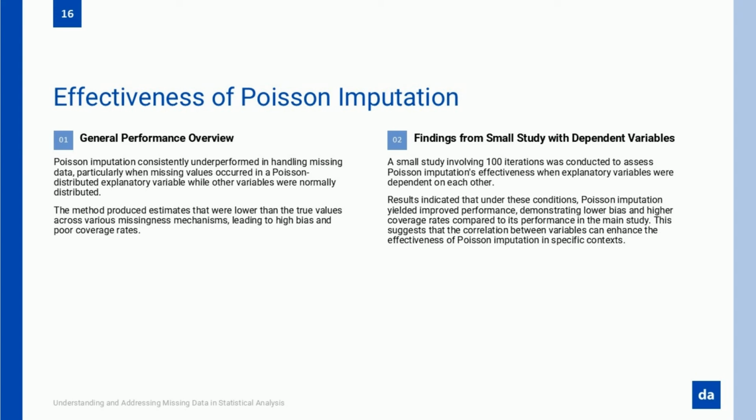Poisson imputation is like that colleague who occasionally gets things right, but usually drops the ball. When your data is perfectly aligned with its assumptions, it might surprise you, but more often than not, you're better off exploring other options unless you enjoy living on the statistical edge. So use it if you must, but maybe keep a backup plan handy and don't say I didn't warn you.